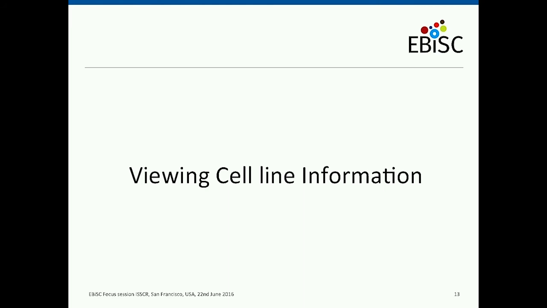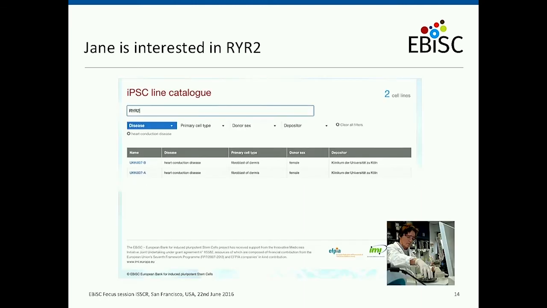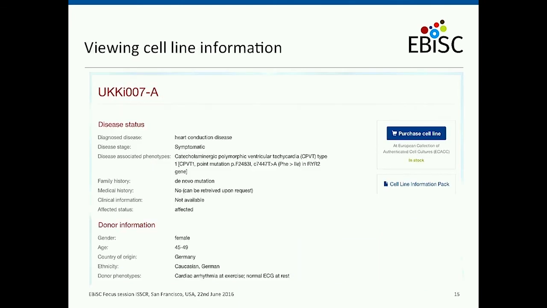So now we go to view the cell line information. Obviously, the table only gives you a very small amount of information about each line. And Jane decides to pick line A. These lines are actually both from the same donor. They're just two biological replicates of each other. But just arbitrarily picking one of them, we click through and get to the summary page that contains all of the information that we have about the line.